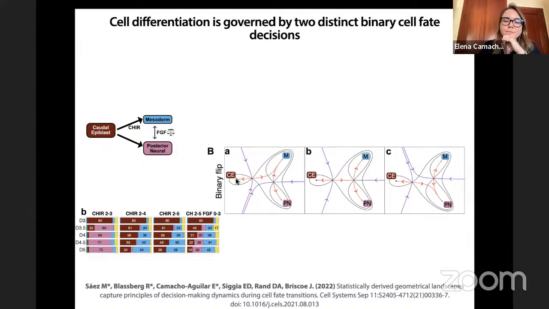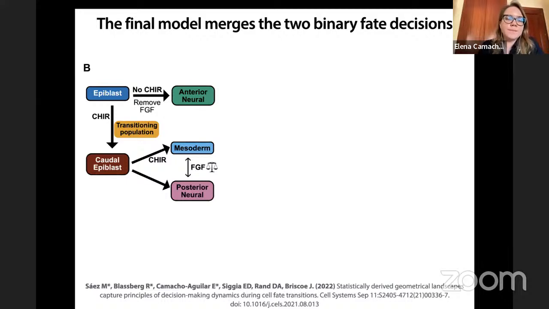And we could actually tweak that, as I will show you, by changing the signals. So we use a binary flip to model that transition. So cells that are caudal epiblast can then transition to this other part of the landscape and then will become either posterior neural or mesoderm in different proportions. So this is a summary of the sequence of decisions cells need to go through, and it's controlled by Wnt and FGF.